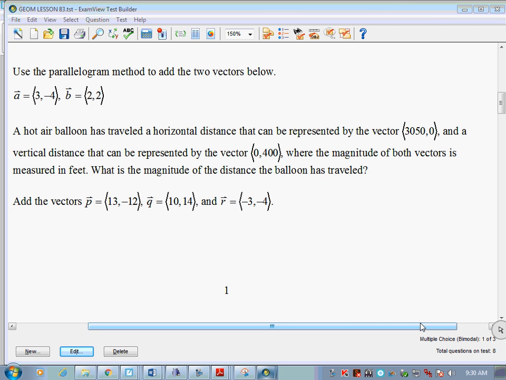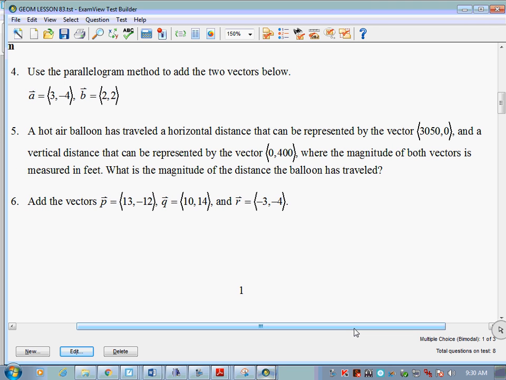All right, and our next one, number 6. Again, we should be getting used to this. Let's do the left-hand side. What's 13 plus 10? 23 minus 3? 20. Okay. Negative 12 plus 14? 2. 2 plus negative 4? Negative 2. Okay, so 20, negative 2. We've got this. The only 2 things that we've really done here today are adding things and Pythagorean theorem.